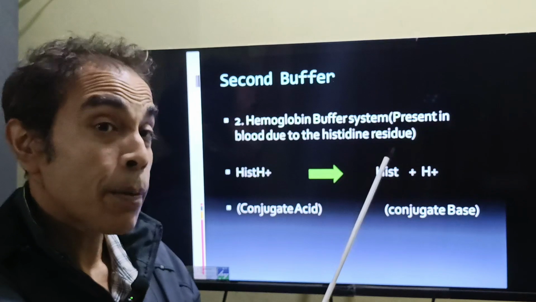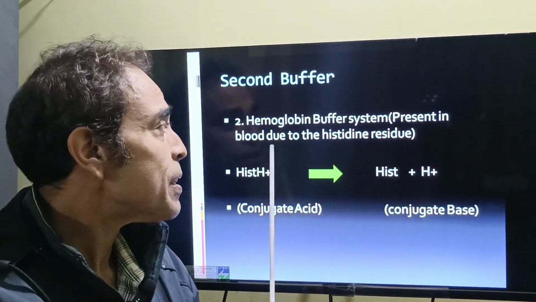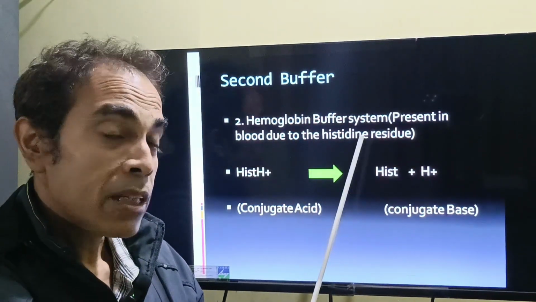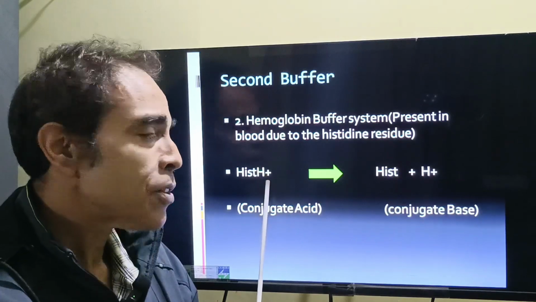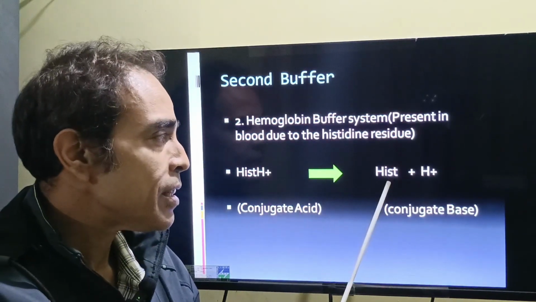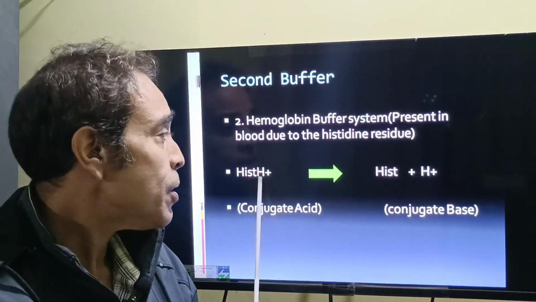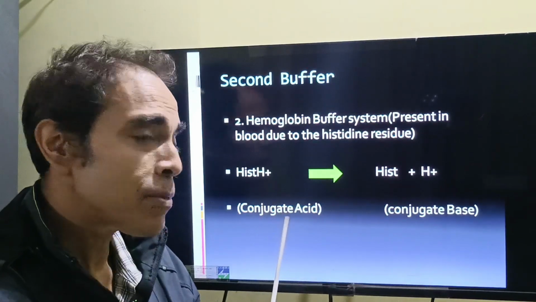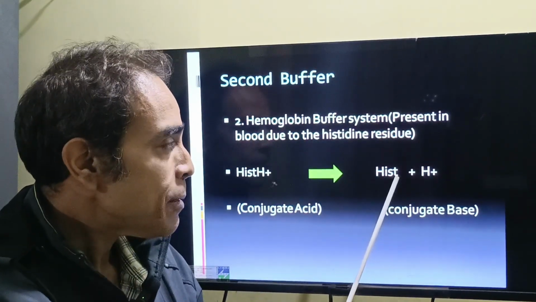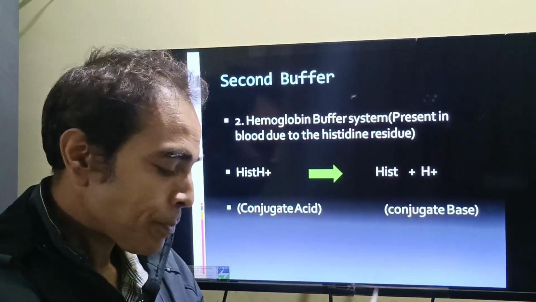Let's look at the second buffer, which is very important. It's the hemoglobin buffer. This again is present in blood. Hemoglobin has a lot of histidine residues. So these histidine residues, when they dissociate, give us a histidine and a hydrogen ion. Now this histidine with hydrogen, when it loses one hydrogen, becomes an acid, and because it has become a single histidine, it becomes a base.